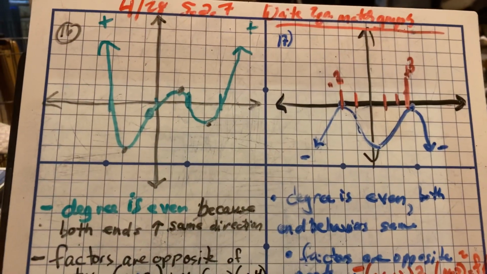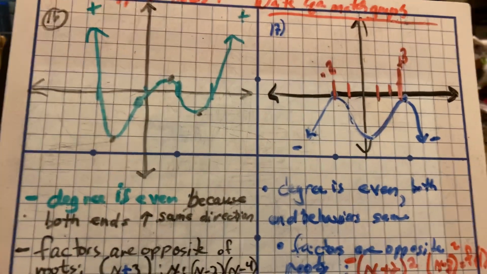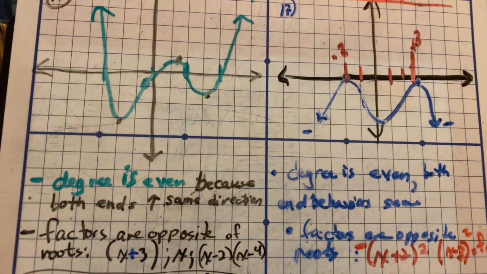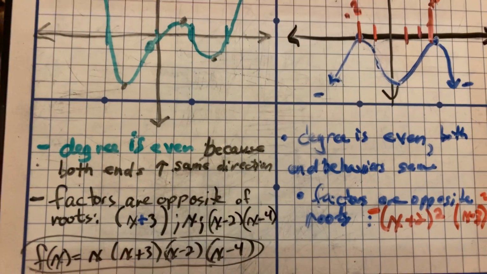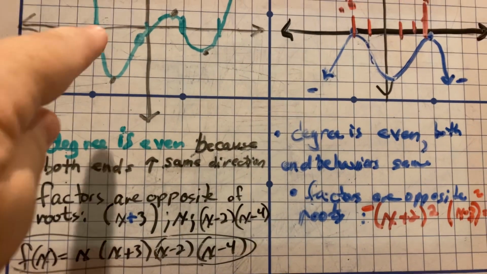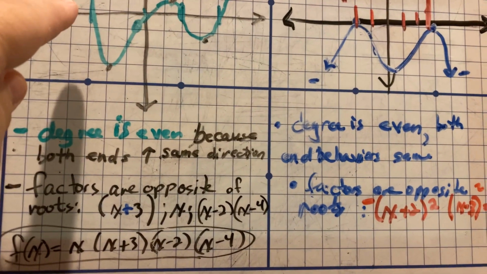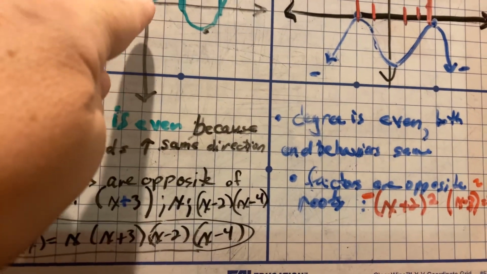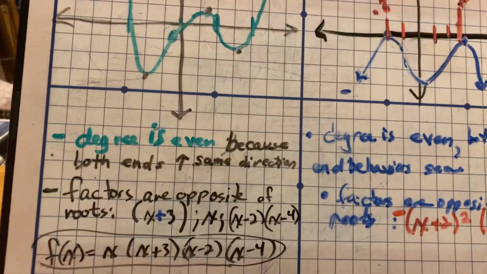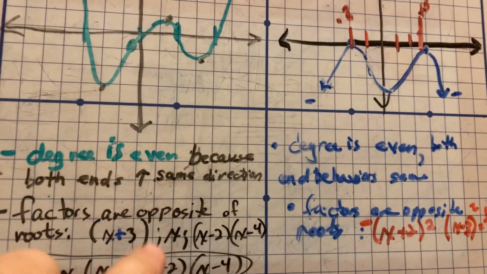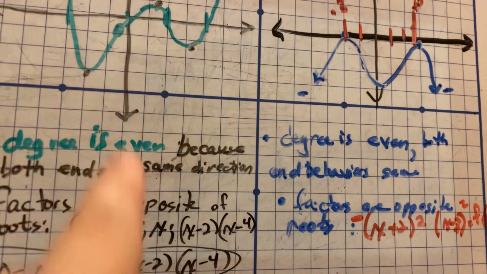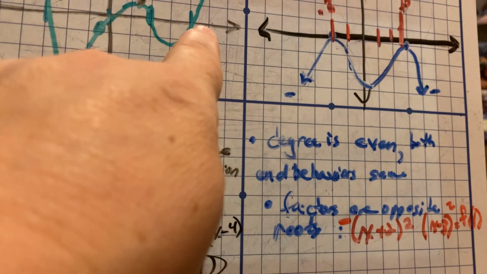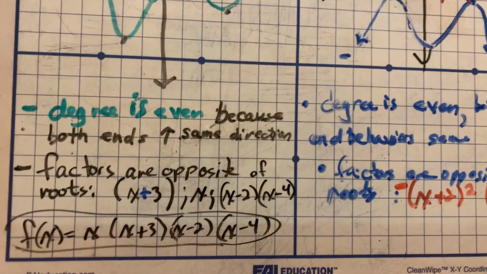Okay, here we go. This is 16 and 17. Now this one has an even degree because both end behaviors are pointing in the same direction, to positive infinity. The factors are always the opposite of the roots, and so the opposite of -3 would be x plus 3, and when we have a 0 factor, it's always just going to be x. And then it also crosses at x is +2, which translates to x minus 2 as a factor. And this would be a +4, which translates to x minus 4 as a factor.